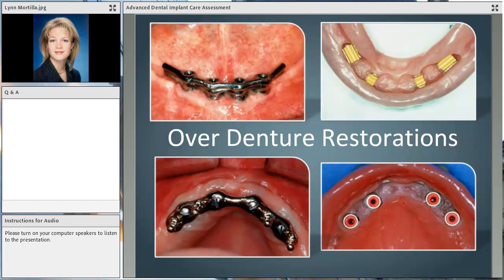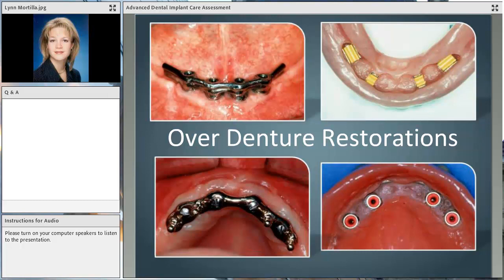Now, I'm just going to walk you through, and in the essence of time, unfortunately, I can't really expound on all of these different types of restorations. I'm just going to give you a couple of highlights on them. But we're going to look at the restoration next, and we're going to look at how the restoration ties into that implant abutment.